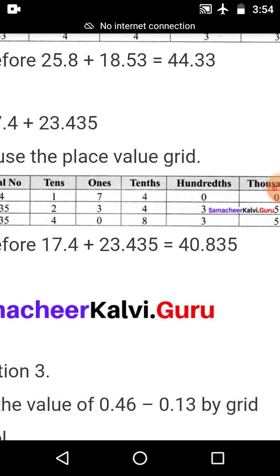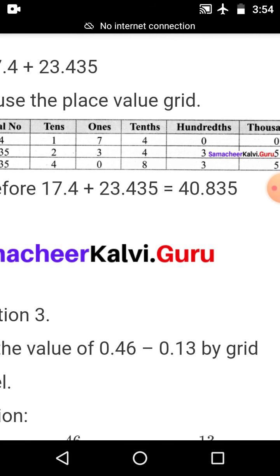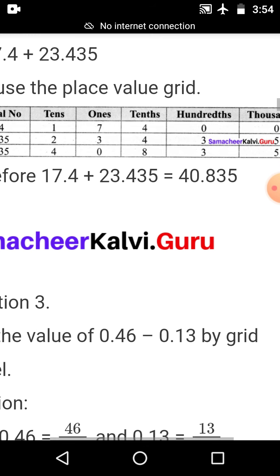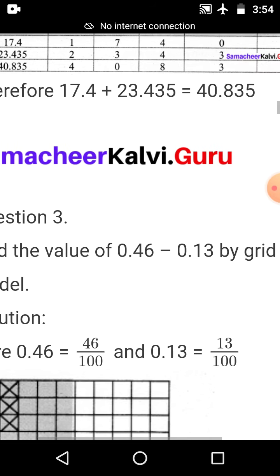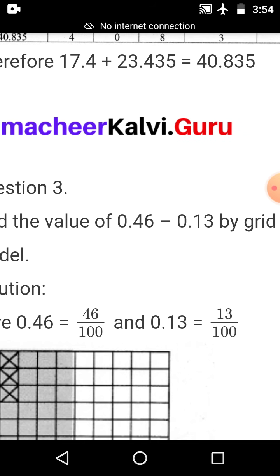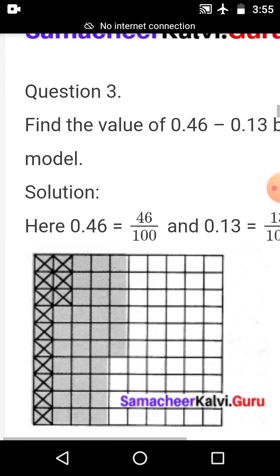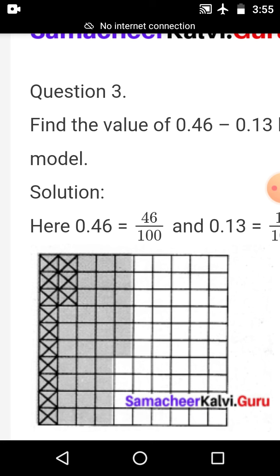Find the value of 0.46 minus 0.13 by the grid model. See here the solution. 0.46 means 46 by 100, and 0.13 means 13 by 100. So here we have to find the subtraction. Draw the grid like this: a 10 by 10 grid, shade the first 46 squares and strike out 13 squares.